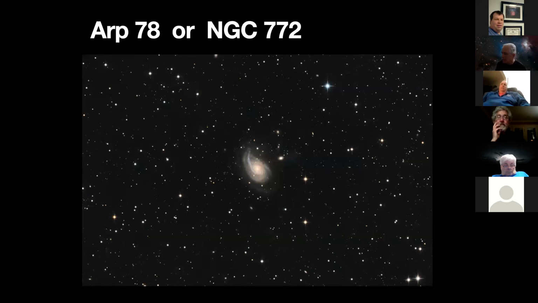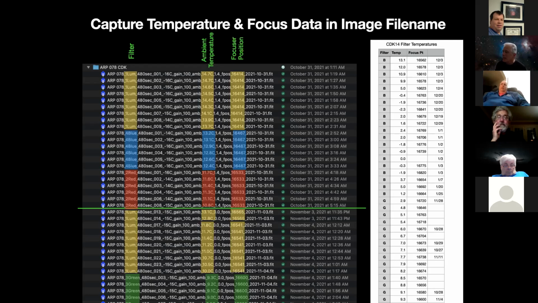That's ARP78. It's a galaxy out there, kind of interestingly twisted. And here's that same data for that image, showing how I use Sequence Generator Pro's file naming convention to capture the important data elements. In the far left column, you can see the filter name for each image. The middle column is the ambient temperature measured by the focuser at the point when that particular file was imaged, and then the focuser position during that image. The gold highlights are all luminance filters, then you've got blue highlights for the blue filters, red for red, green for green.